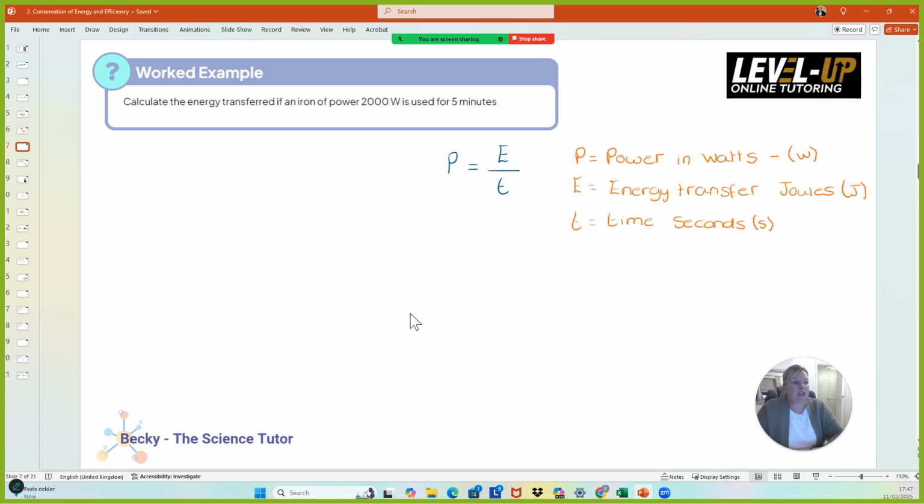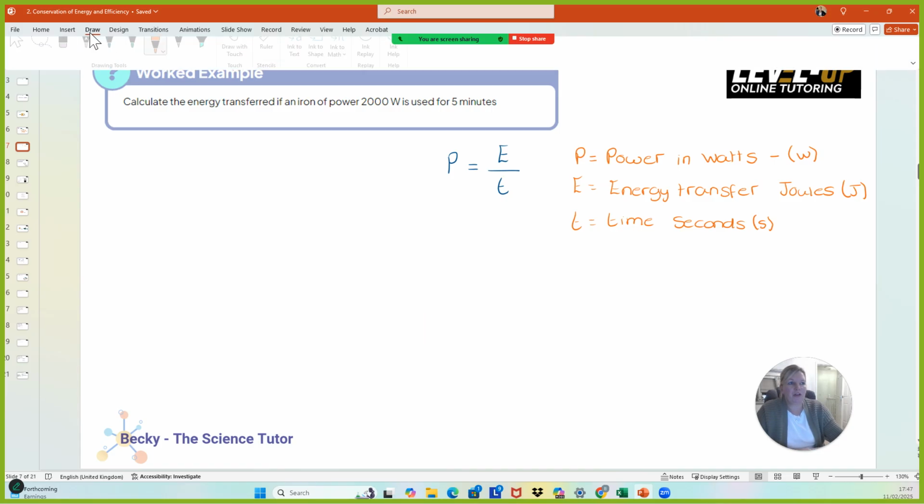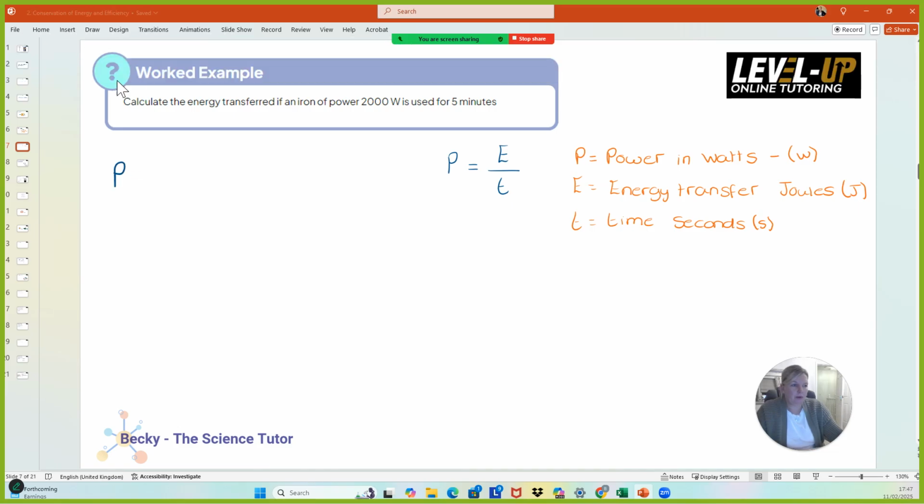So, calculate the energy transfer if an iron of power 2000 watts is used for 5 minutes. Chucking you in the deep end here. First thing I would say is write out what you know. Do we know power? Do we know energy? And do we know time? If you want, pop them in the chat: P equals. Make sure you've got the right size units.